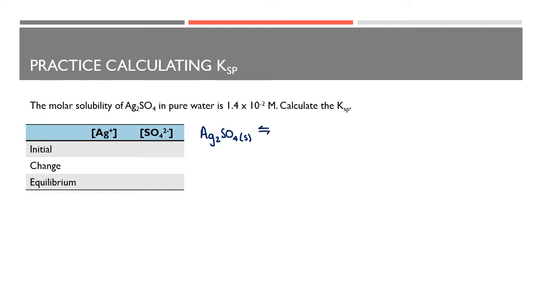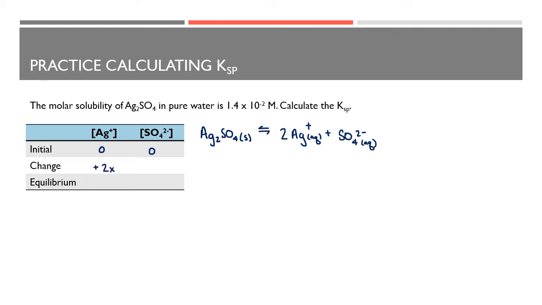So we have silver sulfate dissolving, and that starts out as a solid, and it dissolves into 2 silver ions in aqueous solution and a sulfate ion, SO4 with the -2 charge, in aqueous solution. I'm going to set up my ICE box here. So I'm starting with 0 of each and my solid, of course.